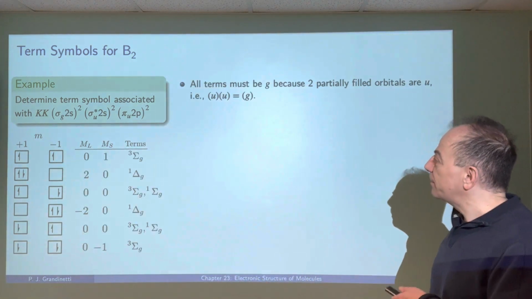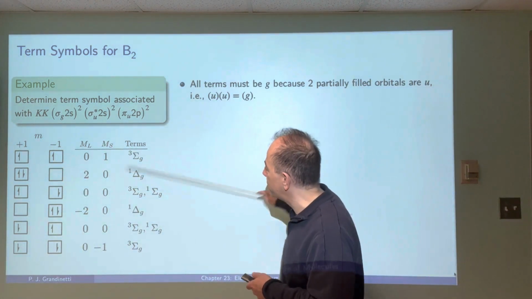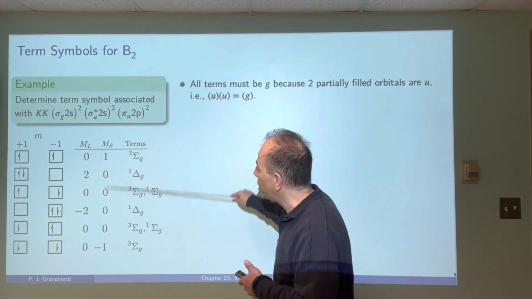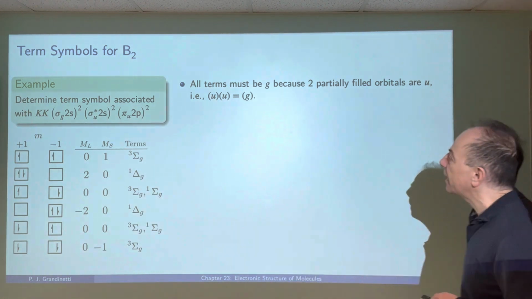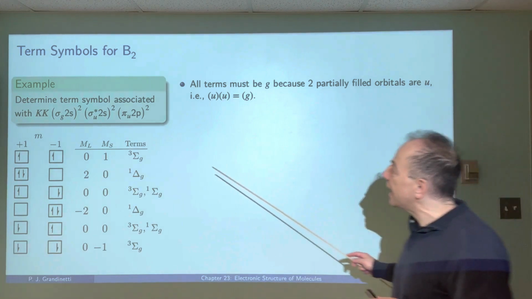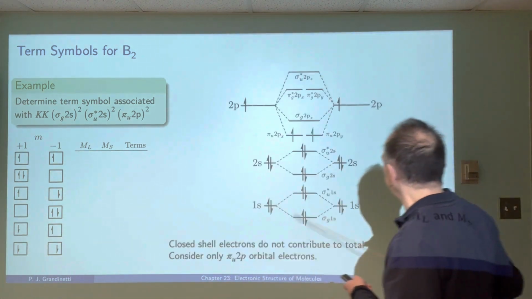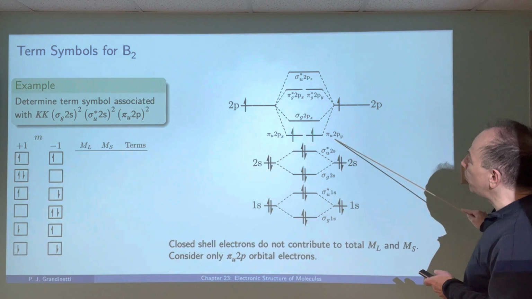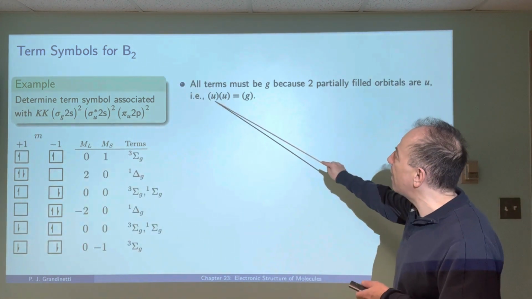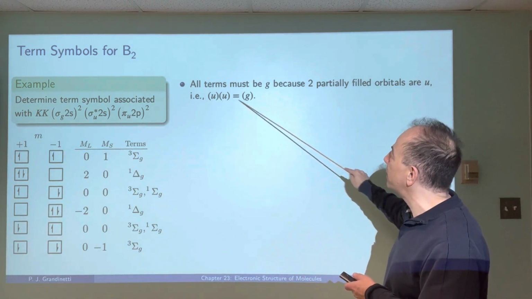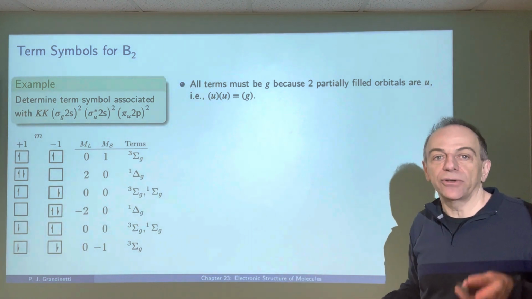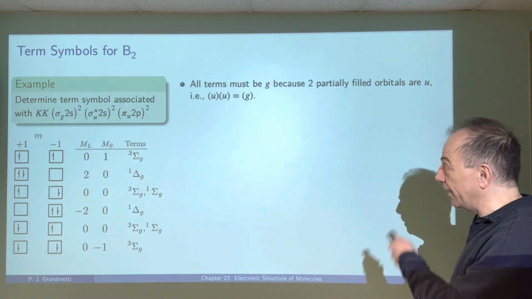So I'll put those in here, and here are the values, and here are the terms that we're going to work through here in a bit. But here are the values that we get for each one of these configurations. Now, the first thing is that this is a homonuclear diatomic molecule, and each of the electrons is in an orbital with U symmetry. So that means that for electrons in U symmetry, the overall wave function is going to have G symmetry. So all of our terms are going to have a subscript G on them.